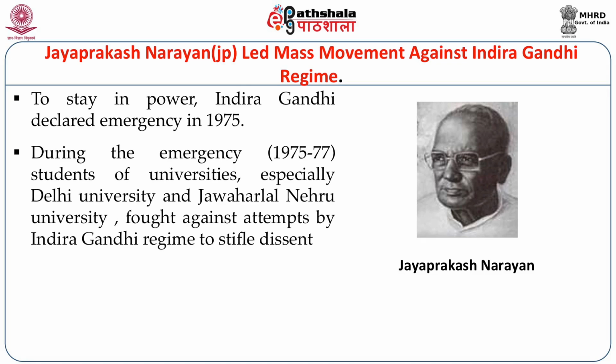We may note that there was already an external emergency during the Indo-Pak War, and this was an internal emergency. During the emergency, 1975 to 1977, students of universities, especially Delhi University and Jawaharlal Nehru University, fought against the Indira Gandhi regime's attempt to stifle dissent. Now, we have seen that the 70s was a turbulent era in Indian politics. It was a mix of progressive and reactionary trends.